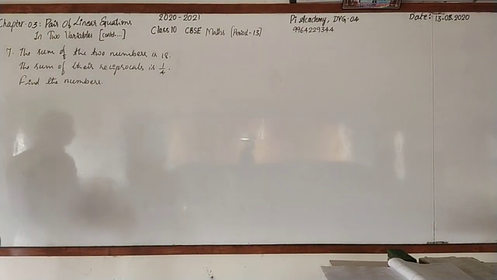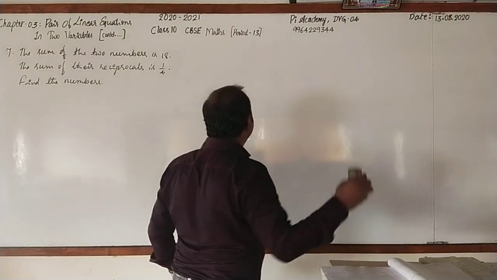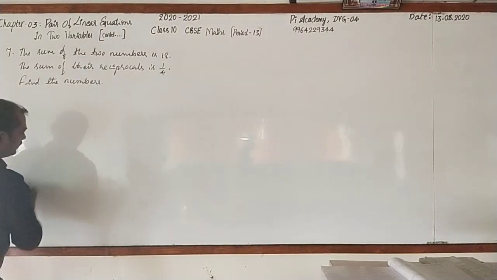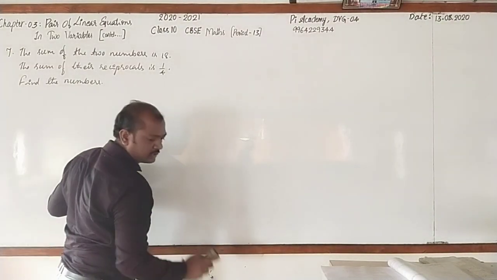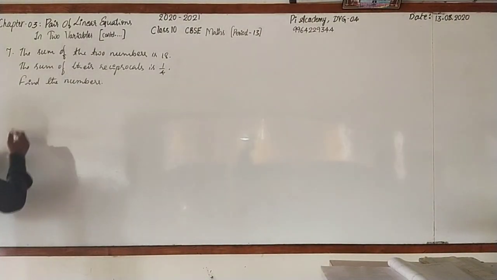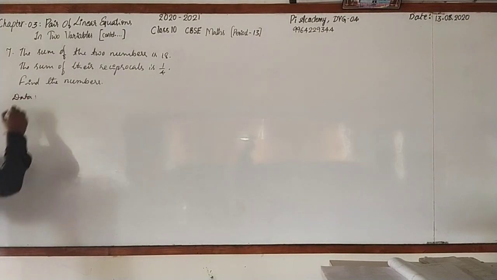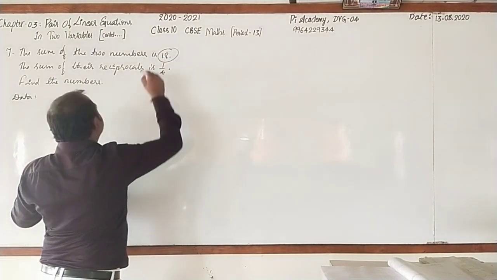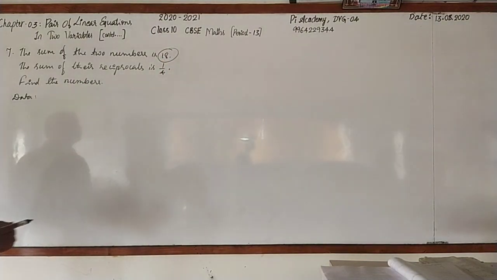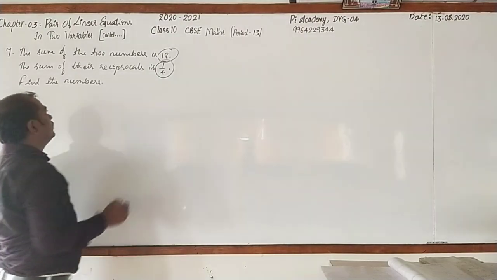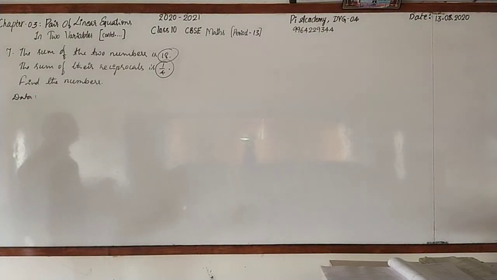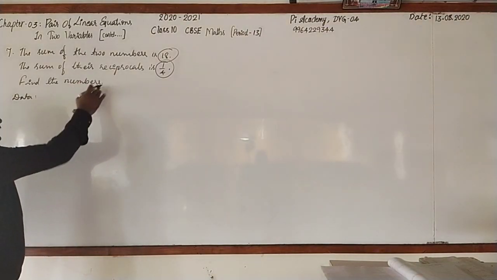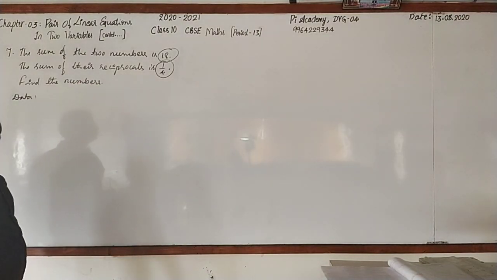So far we have solved the numerical problems. Now we are moving to some of the statement problems. First we shall convert them into equations. Then we will go for solving. Observe. First they have given the sum of the two numbers is 18 and the sum of their reciprocals is 1 by 4. Find the numbers. Do you know these numbers? They are unknown. Yeah, copying this statement, please go on writing with me.